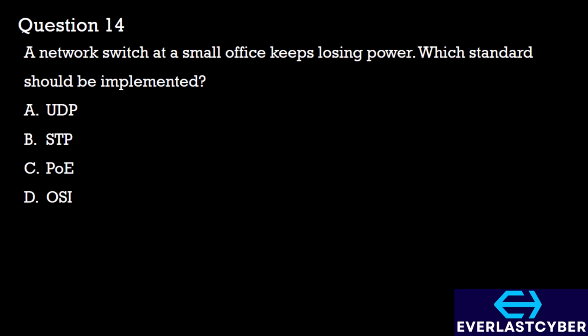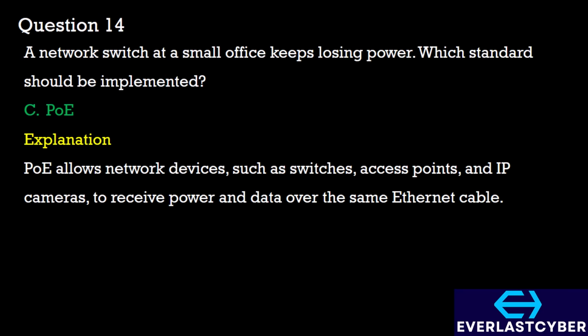PoE allows network devices like switches, access points, or IP cameras to receive power and data over the same Ethernet cable. While OSI, Open Systems Interconnection, is just a conceptual framework that standardizes network communications, it is not related to providing power. So based on these explanations, we'll be going with option C. The PoE eliminates the need for separate power adapters, and it can provide a more reliable power source, especially in situations where power outlets are limited or unreliable.